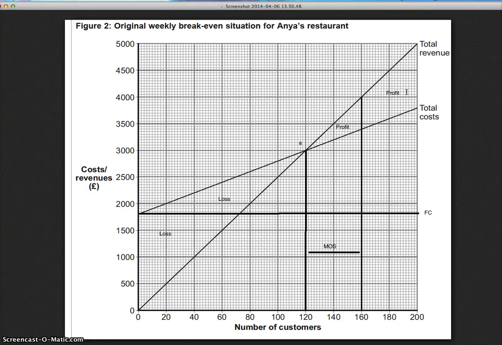Question 6, we've said that fixed costs have gone up by £200 and we need to draw in a new fixed cost line.